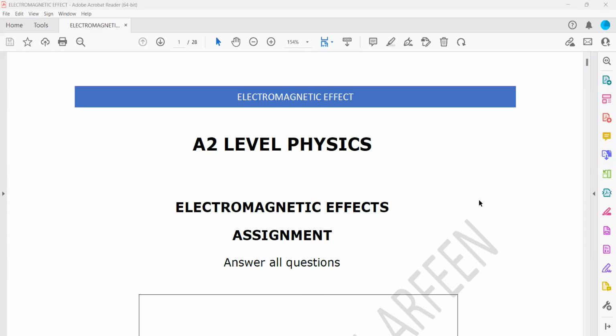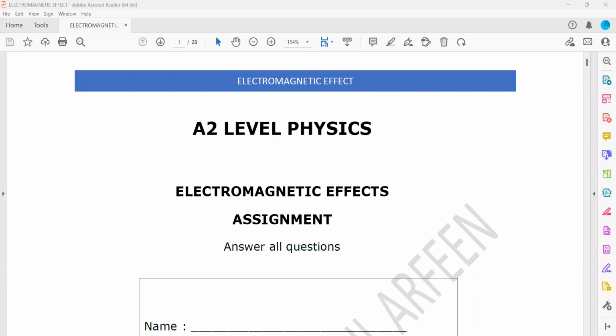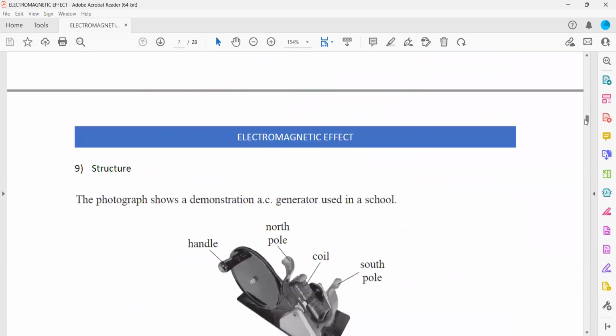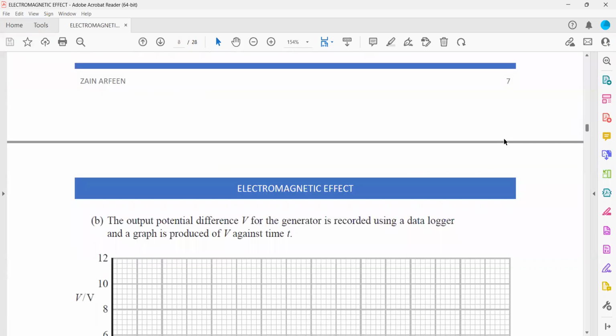So this one is an exercise related to electromagnetic effects and the doubts related to this exercise. The first one is question 10, part B. So question 10, I'll solve both parts, 10A and B.